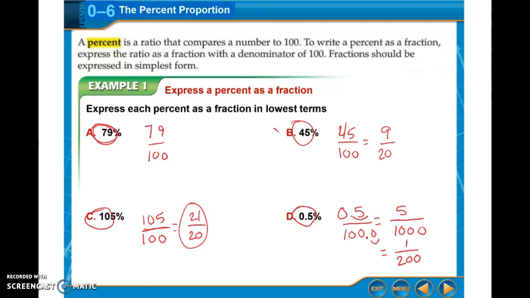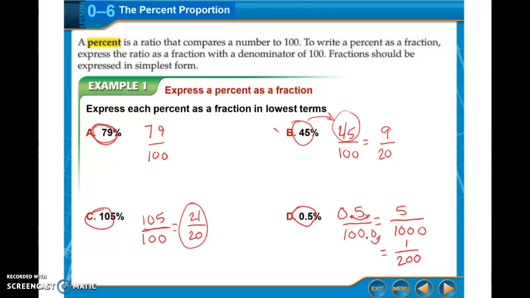D was really weird though, because think about what we're doing. We're putting 45 over 100 in this case. We're just taking that percentage and we're putting it straight on top of that fraction bar. So for 0.5 we put it on top of the fraction bar, but we usually don't have decimals on the top. So what we do is we move the decimal over one position, and if we move a decimal over one position there, we do the same thing there, and you get 5 over 1,000.